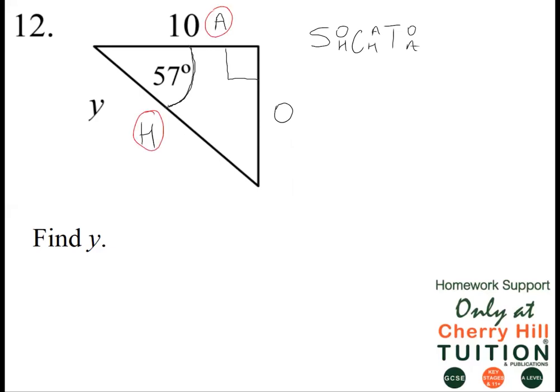So I'll give you guys 30 seconds to just think about which formula we will need to use. Hopefully you guys will agree that we will need to use cos because that formula is the one that involves A and H, the adjacent and the hypotenuse. Okay, so cos of theta is equal to the adjacent over the hypotenuse. Now we can plug in our values and check what we get. So cos theta, and theta is 57 degrees, is equal to the adjacent, which is 10, over the hypotenuse, which is y. Now we need to rearrange and make y the subject.